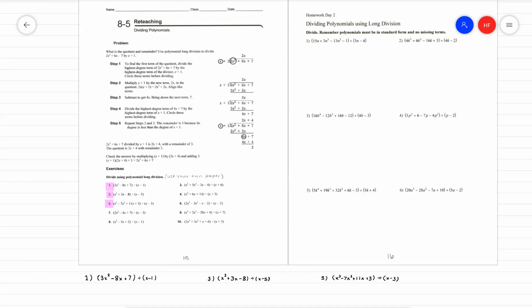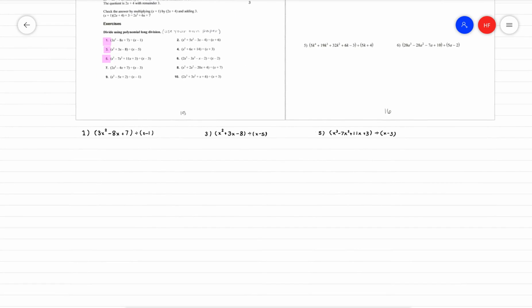And so today is day 2 of dividing polynomials using long division. If you need a refresher, as in I'm going way too fast when I start this, you can go back to yesterday's video, which was day 1 of long division. It does have all the steps on this first page here, detailed out so you can see how to do it there.